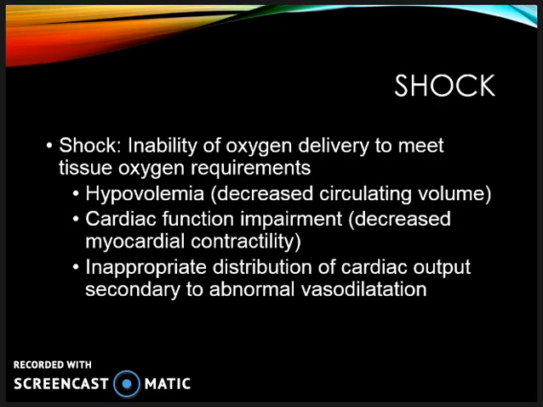Shock will be addressed in another mini lecture, but it is important to know about this treatment so that medication can be maintained. Shock is the inability to deliver oxygen to meet the tissue's demands. The type of shock will determine your specific treatment. Hypotension is a significant problem in these shock patients.